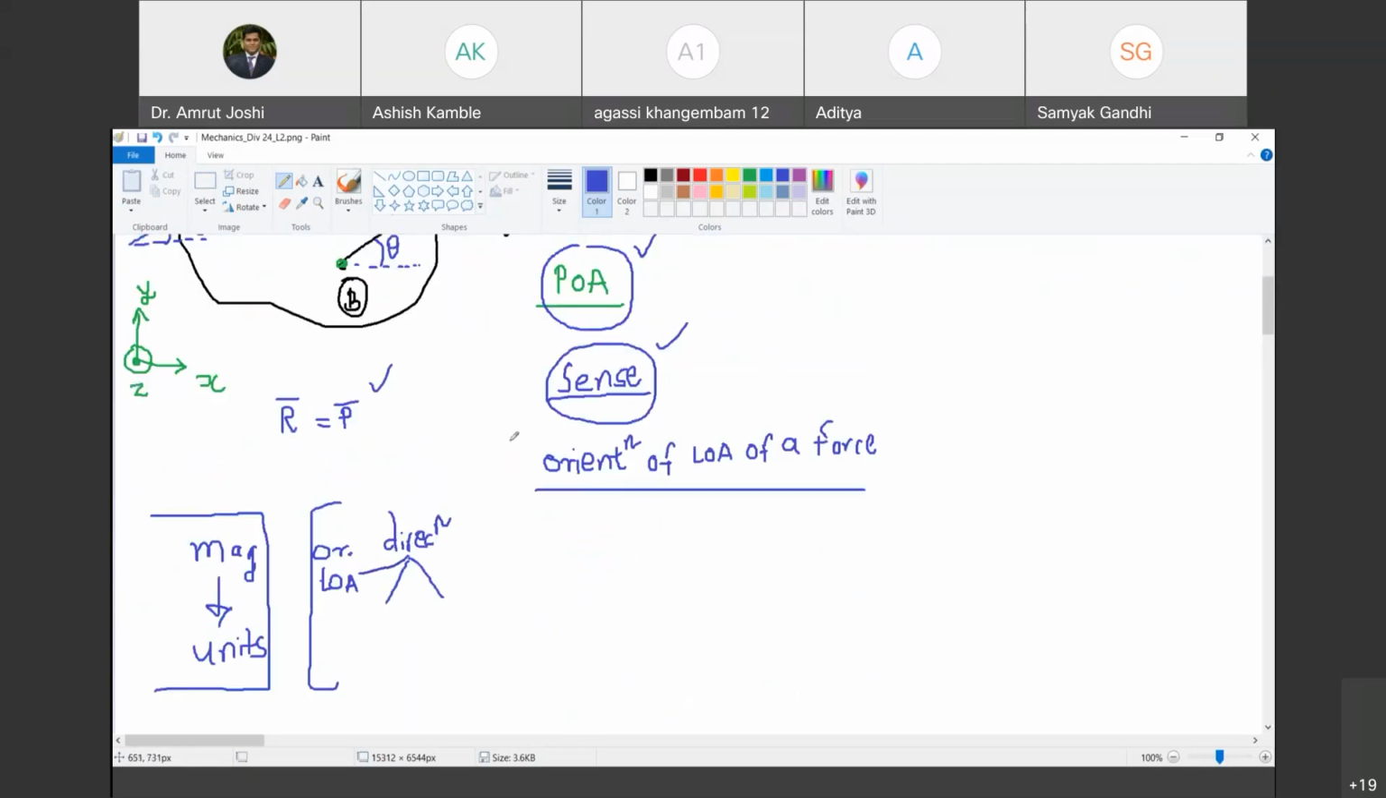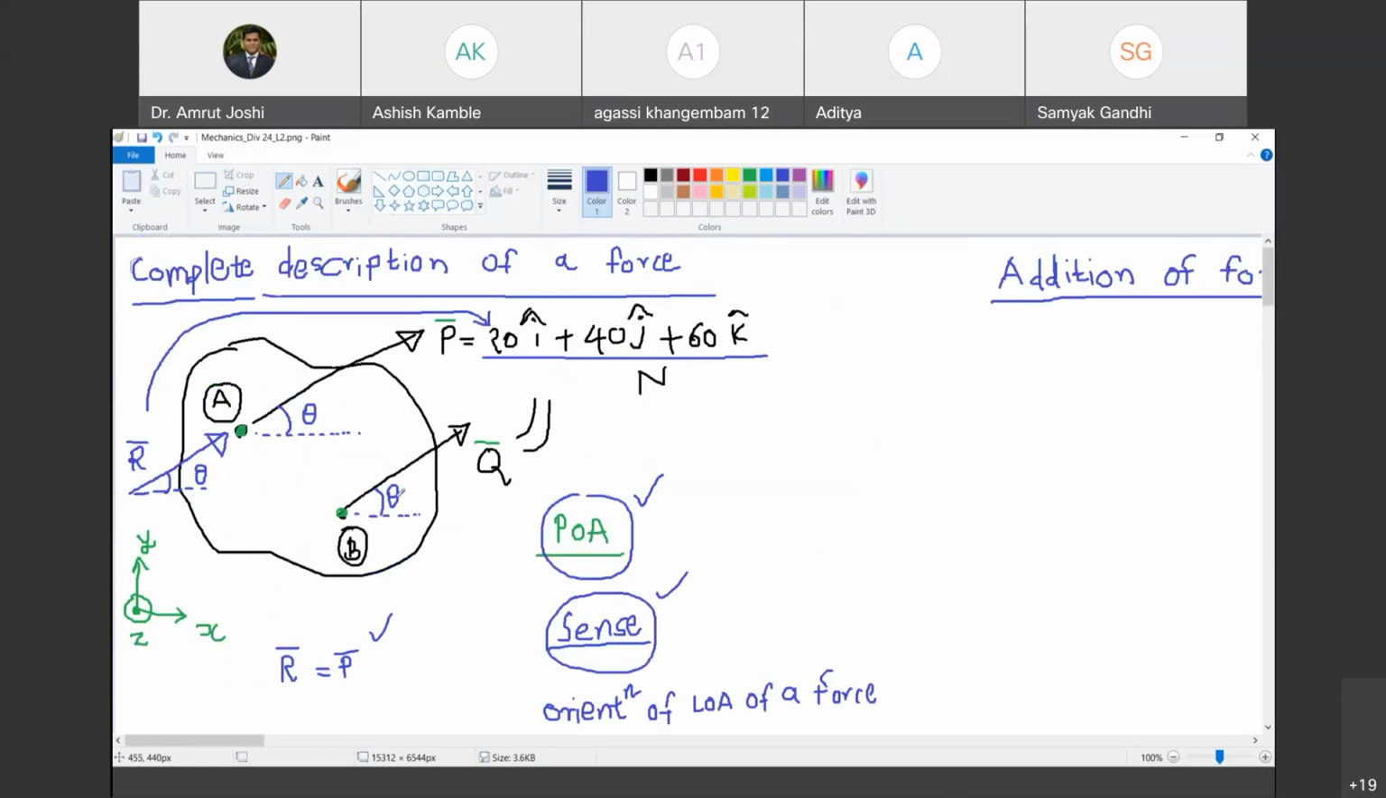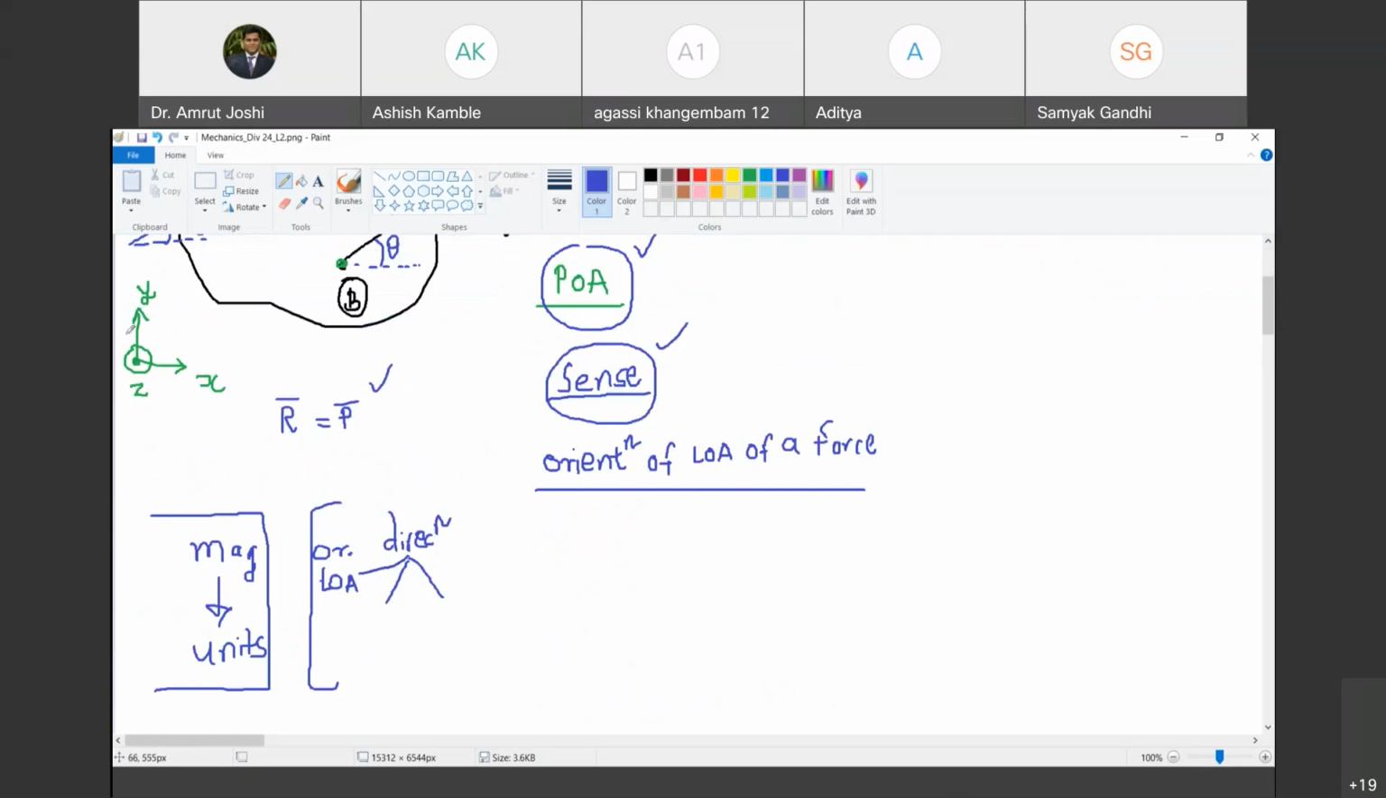सो डायरेक्शन का मतलब क्या होता है? तीन चीजें आपको स्पेसिफाई करनी है. फर्स्ट ऑफ ऑल, ओरिएंटेशन ऑफ लाइन ऑफ एक्शन ऑफ फोर्स with reference to the chosen coordinate system. Second, you need to specify the point of application of this force on the body. And third, you must specify the sense of the force towards the point of application. ये तीनों चीजें मिलकर डायरेक्शन बनती है. Are you with me? Yes, sir.